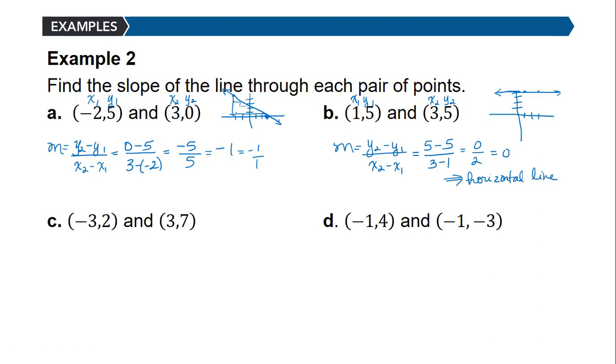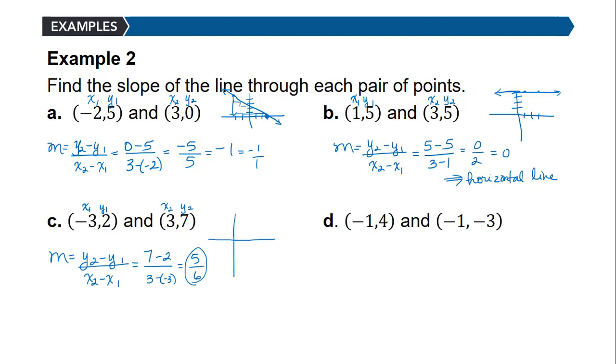And then we have the points (-3, 2) and (3, 7). Again, we can label these as x sub 1, y sub 1, and x sub 2, y sub 2. So y sub 2 minus y sub 1 divided by x sub 2 minus x sub 1, again, this is a formula that you will need to be able to commit to memory, would give us 7 minus 2 divided by 3 minus -3. 7 minus 2 is 5, divided by 3 plus 3, or 6. So this slope of 5/6 is a positive slope.